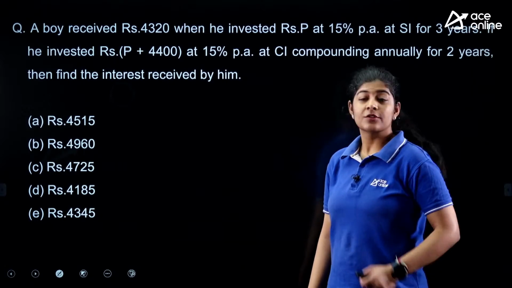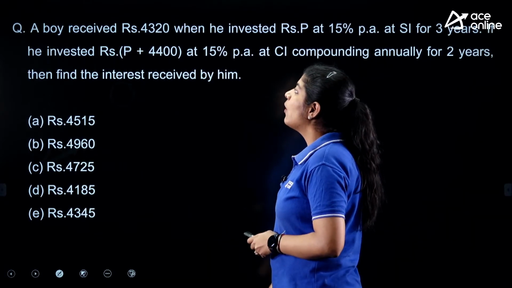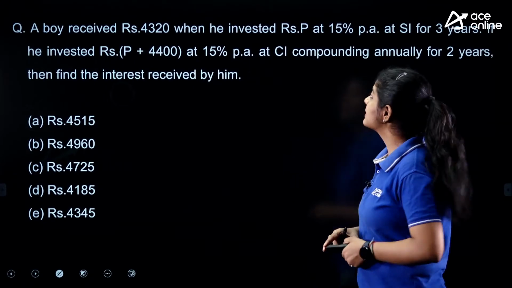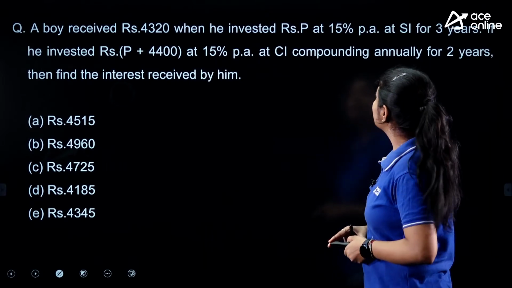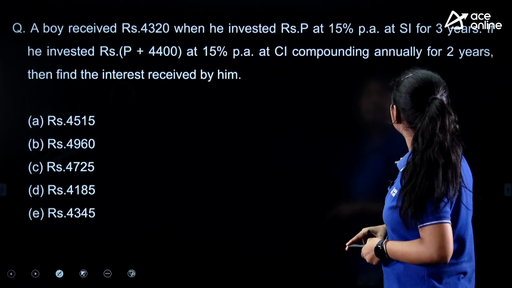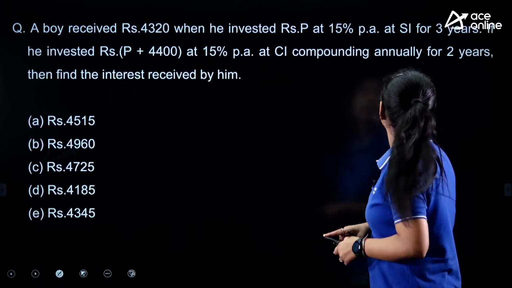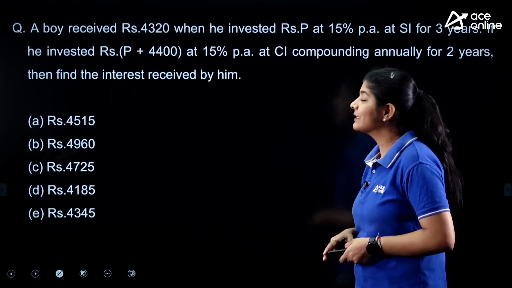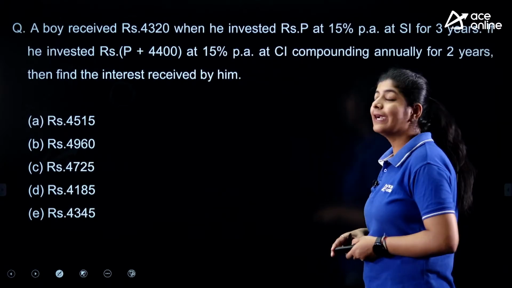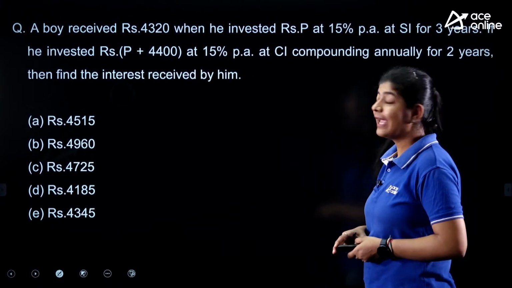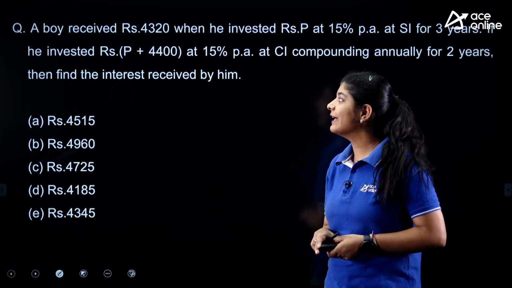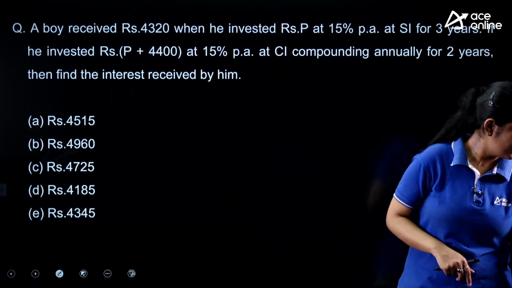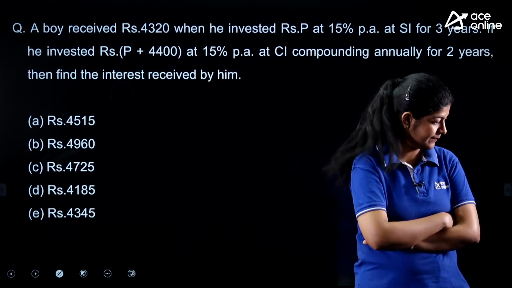Next. So the next question says that a boy received 4,320 rupees when he invested rupees P at 15% per annum at simple interest for 3 years. If he invested rupees P plus 4,400 rupees at 15% per annum at compound interest, compounding annually for 2 years, then find the interest received by him. It's a very simple question. What we need to do? We need to find out the interest.